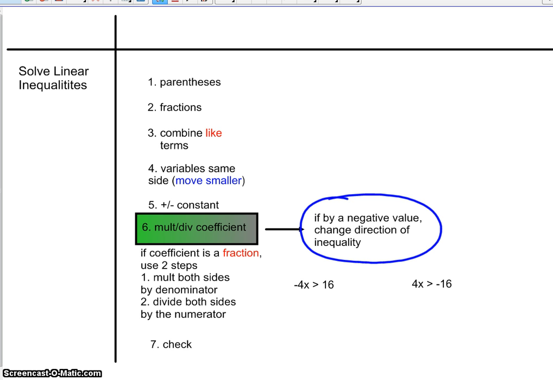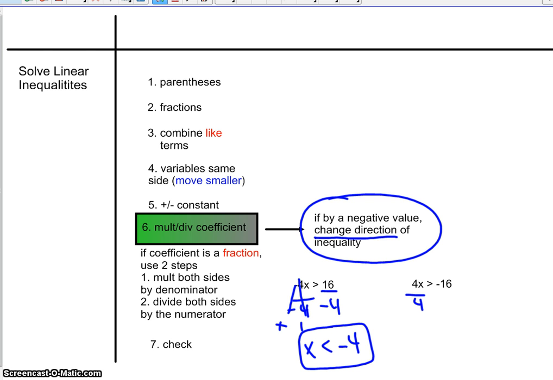And that's why I talked about when we do step number 4, getting my variable on the same side, that if I move the smaller, it keeps it positive. Because when I multiply or divide by a negative, what I need to make sure is to change the direction of my inequality. Now, in this first example, I'm dividing by -4. Because my negatives go to positive, my 4's go to 1, so I'm left with x. Over there, 16 divided by -4. I switch my sign.